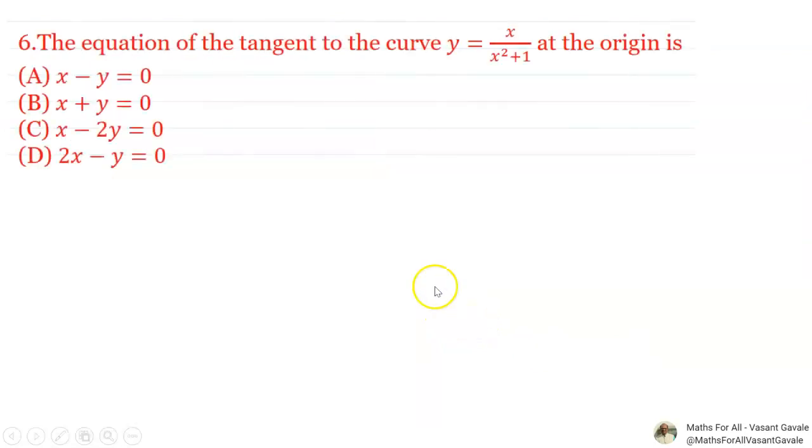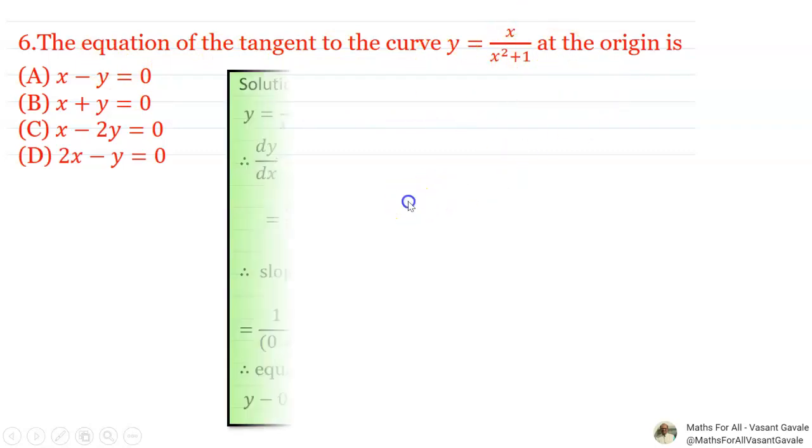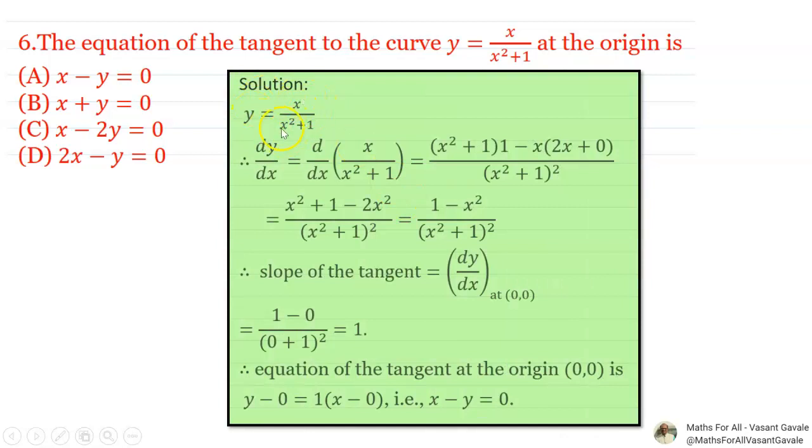Next example. The equation of the tangent to the curve y equals x upon x square plus 1 at the origin. y is equals to x upon x square plus 1. dy by dx is equals to d by dx of x upon x square plus 1. Here we will apply the quotient rule.